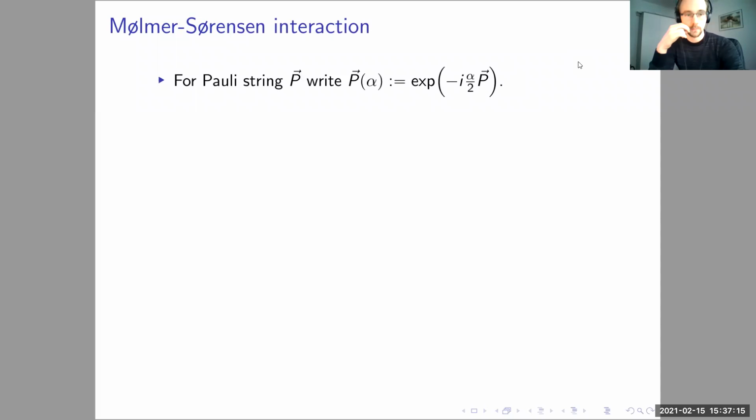All right, so a bit more about the Mølmer-Sørensen interaction. Oh, and by the way, if you have a question or something, feel free to interrupt me. Okay, so some notation. A Pauli string is just a tensor product of Pauli operators, like Z tensor X tensor Y. And I just write an alpha here for the exponentiated Pauli gate. So the canonical example would be if my Pauli string is 2 Z gates, and then this would give me a phase gadget.